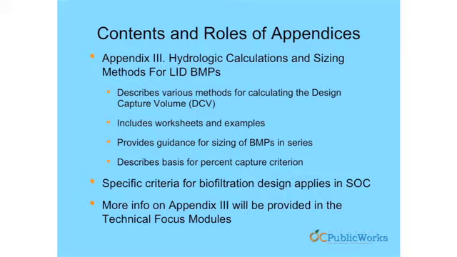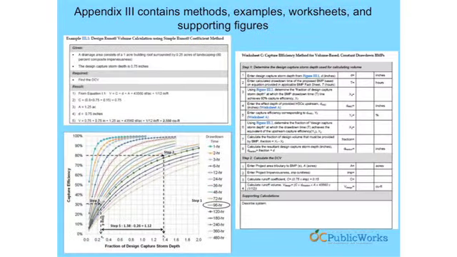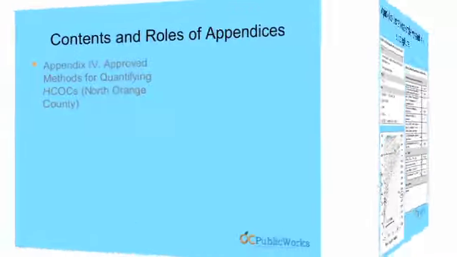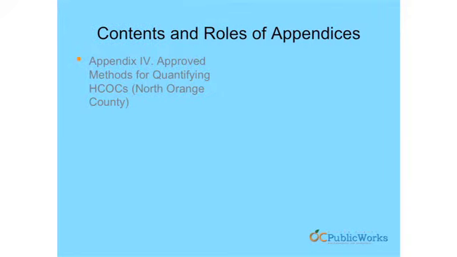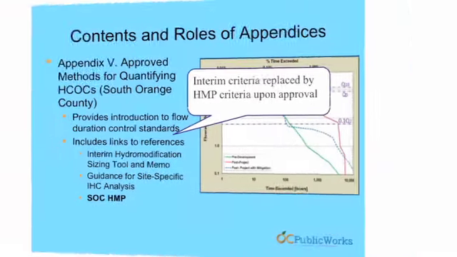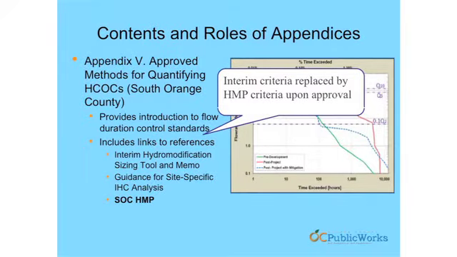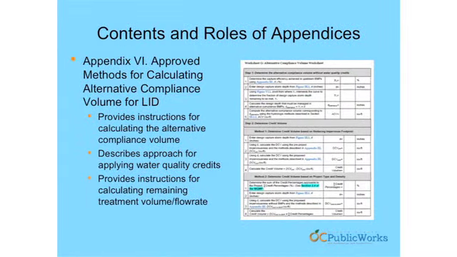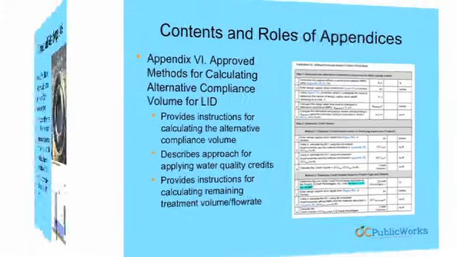Appendix 3 is all about hydrologic calculations and sizing methods. We'll get into this more this afternoon, but it contains things like example worked equations, nomographs that someone can use to do their sizing, as well as worksheets that they can use to fill out and show how their sizing was done. Appendix 4 is related to North County. Appendix 5 was all related to the interim hydromod criteria. So this essentially goes away also with the development of the HMP. Appendix 6 is entirely related to alternative compliance calculations. How do you calculate what the remaining volume is to be addressed via some sort of alternative compliance option?